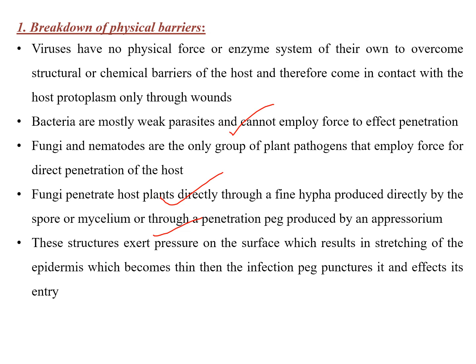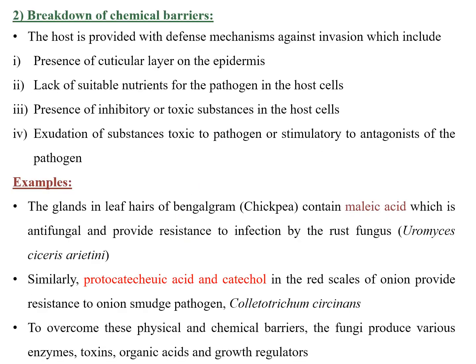So when the mycelium or penetration peg is produced by the fungus, it exerts some pressure on the leaf surface so that the epidermis is stretched. After stretching, the epidermis becomes very thin in nature, so that these fungal structures can enter the leaf tissue very easily.